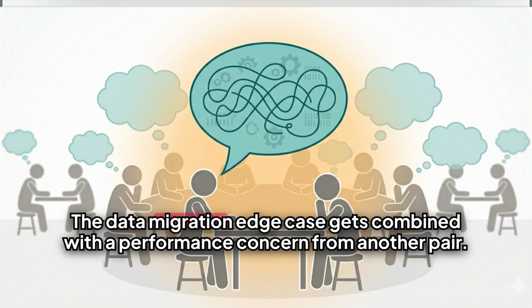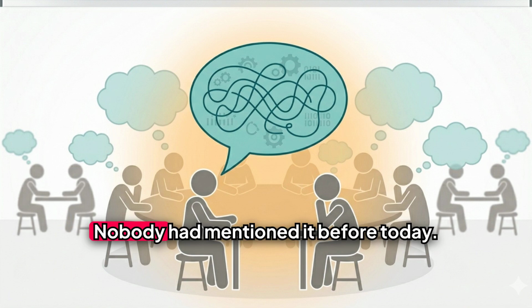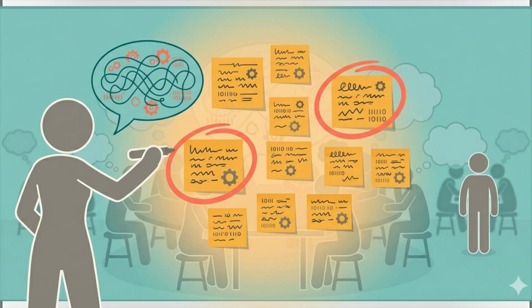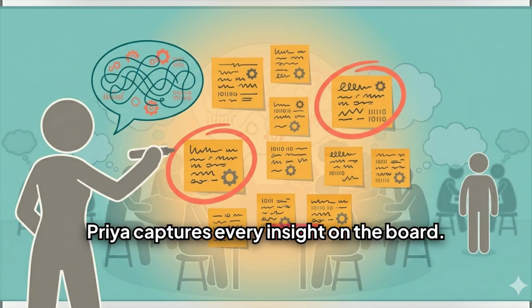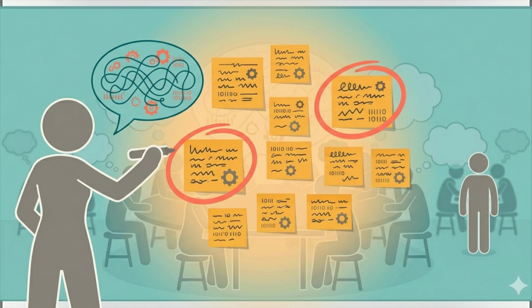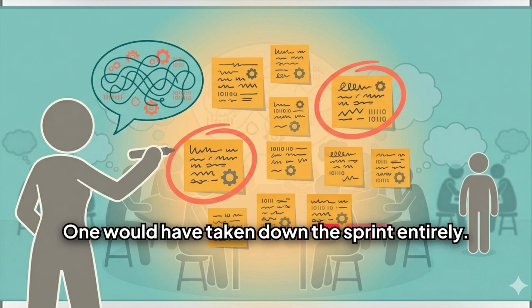The data migration edge case gets combined with a performance concern from another pair. A pattern emerges. 3 separate pairs independently spotted the same API dependency risk. Nobody had mentioned it before today. Then the whole group. Priya captures every insight on the board. 11 items surface in 3 minutes. 11. She circles 3 of them immediately. They are critical. One would have taken down the sprint entirely.